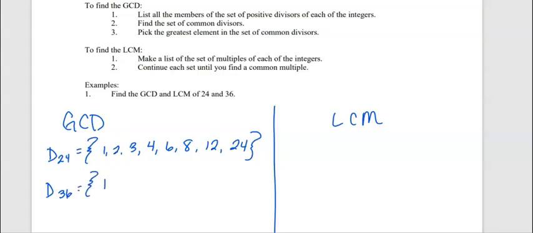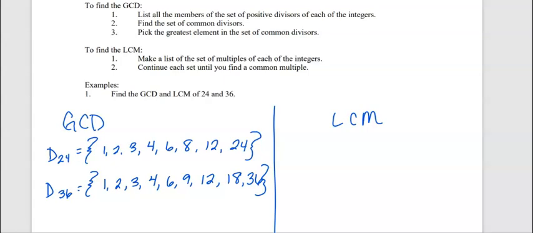So 36 is divisible by 1 and 2 and 3 and 4, not 5, is by 6, not 7, not 8, but it is divisible by 9, not 10 or 11, but it is divisible by 12, not 13, not 14, not 15, not 16, not 17, but it is divisible by 18, because 18 times 2 is 36. And then finally, after 18, the only other thing it's divisible by is 36 itself.